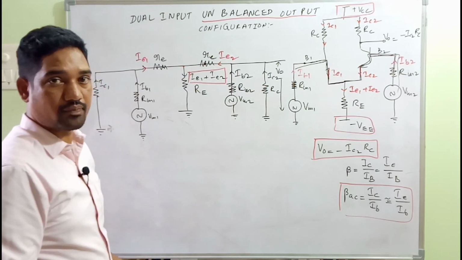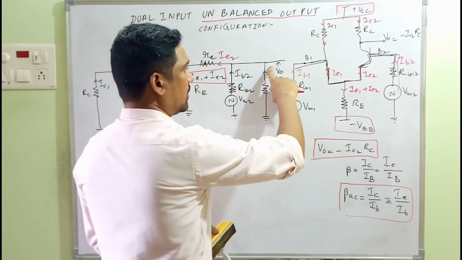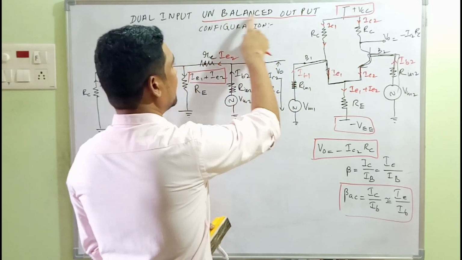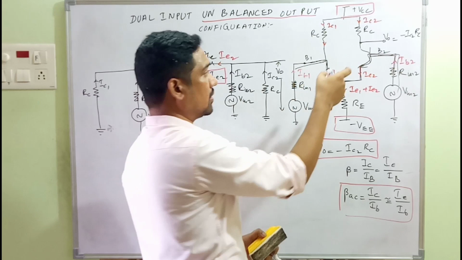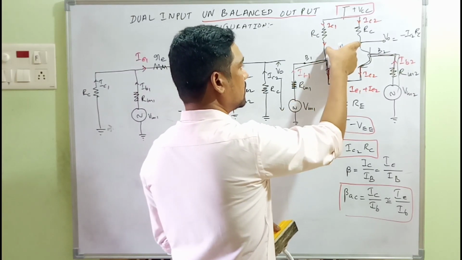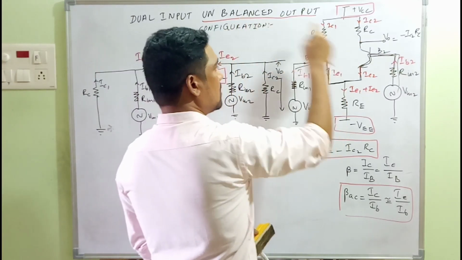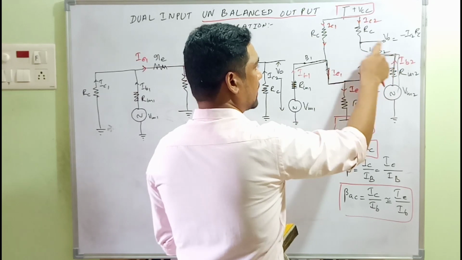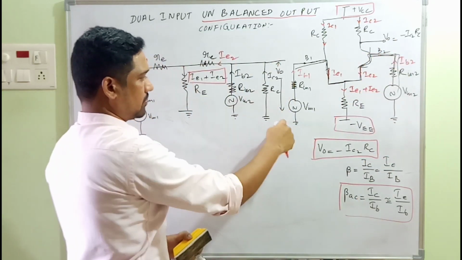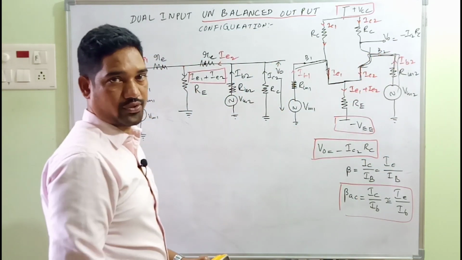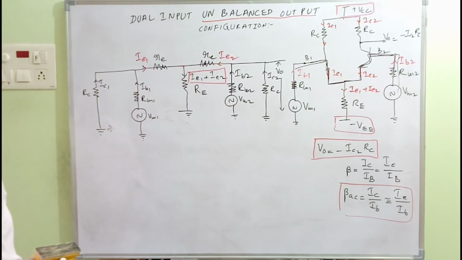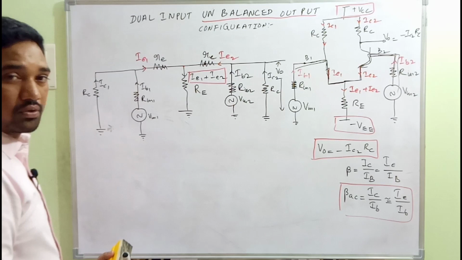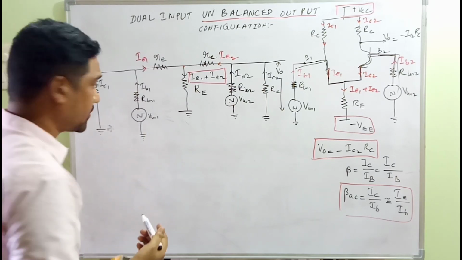Hope it's clear. Output is collected across one of the collectors, that is unbalanced output. This is the answer. For a balanced output, the output is collected across both the collectors. For unbalanced, the output is collected across one collector with respect to ground. That's my answer, right? And we need a few equations, Thevenin's loop equations, to go in search of that equation which you are in search of.